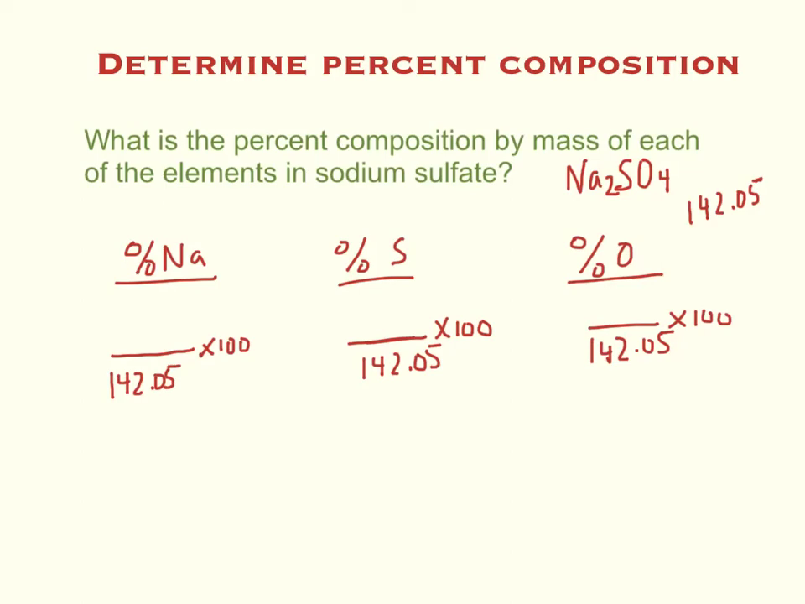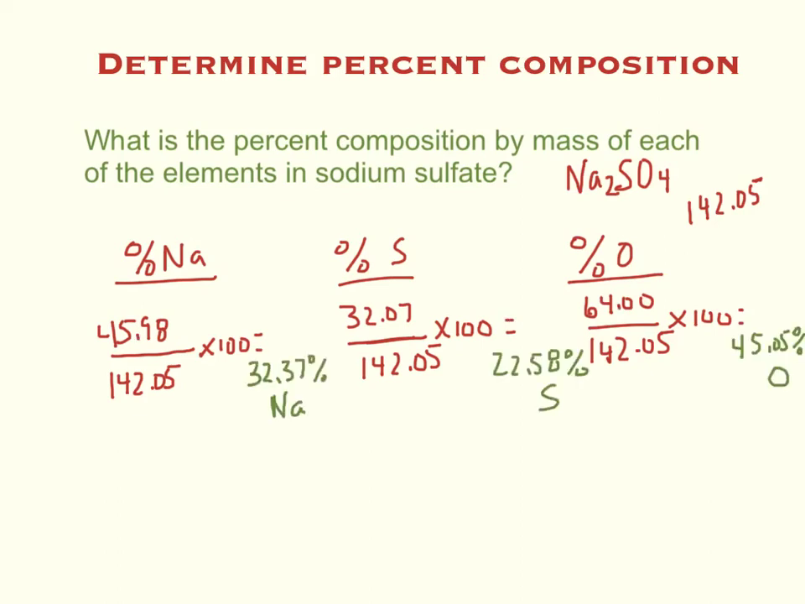Each sodium is 22.99, so that is going to be 45.98. That is the mass from the periodic table. Sulfur, there's only one of them, so that's 32.07. Oxygen, there are four of them, times 16, which is going to be 64.00. Then we're going to calculate these percentages, and if we do it right, they should add up very close to 100%. So the answers I got were 32.37% Na, 22.58% sulfur, and 45.05% oxygen. And I added all those up, and they did equal 100%.